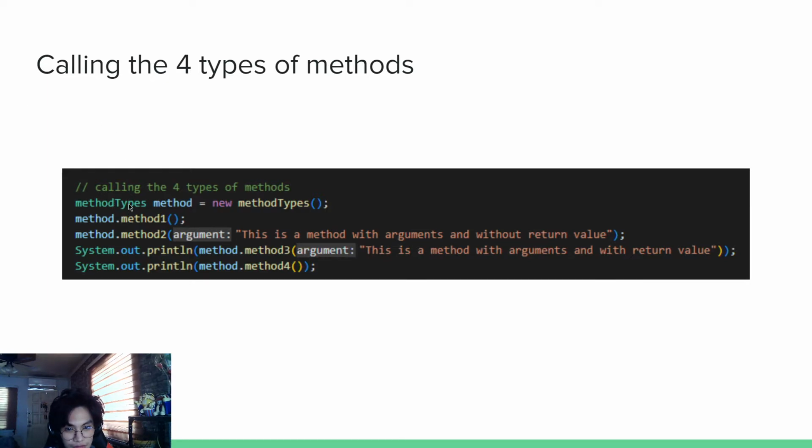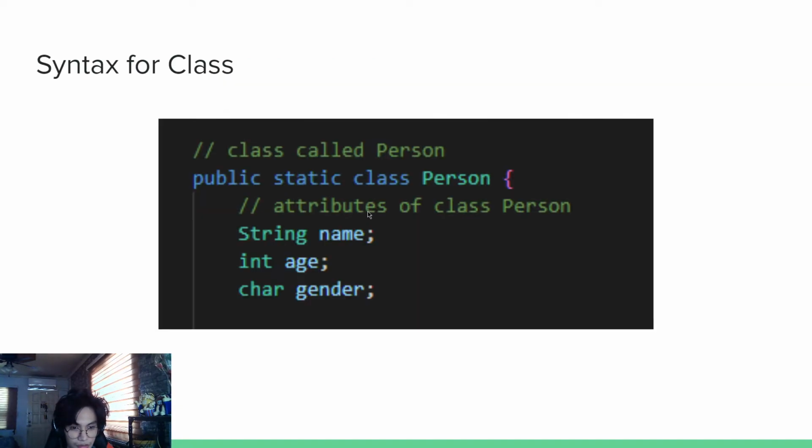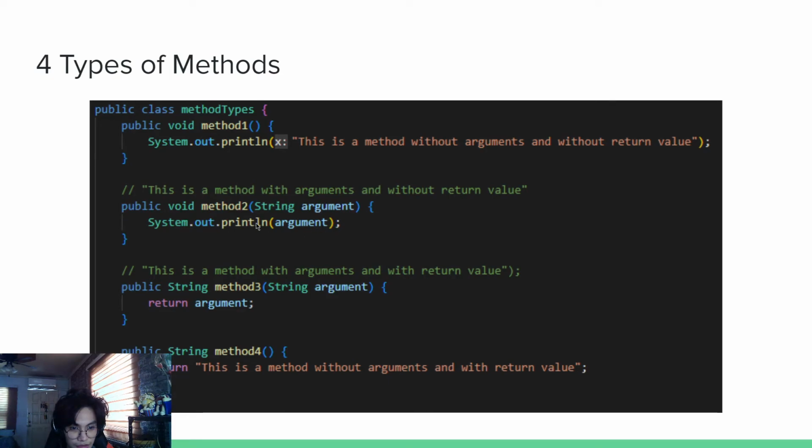So we're just instantiating the method types. I'm just going to call it method here. And then we're going to call method one, which is the method without arguments and without return value. So I'm just calling it like this. Then for the second method, I'm going to pass an argument. So I'm just going to pass "this is a method with arguments and without return value." And if you remember from earlier, that's just going to print this one. So as you can see here, it's just printing it here.